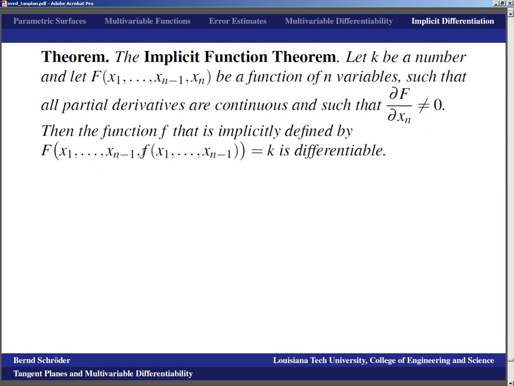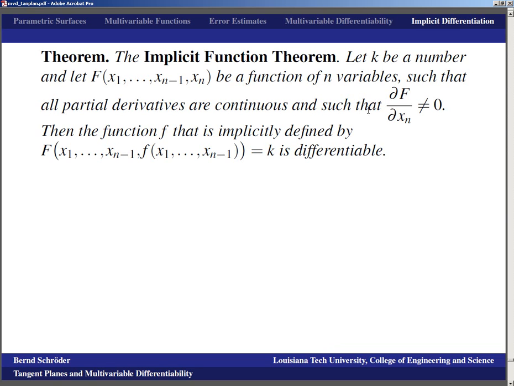Then the function lowercase f that is implicitly defined, so that the function is constant on the level surface, xn equals f of x1 through x(n-1), the level hypersurface, if you will, that function is differentiable. And so that is the reason why anytime we obtained a function as a solution of a sufficiently nice equation, that function turned out to be differentiable. It turned out to be that way because the implicit function theorem guarantees it.